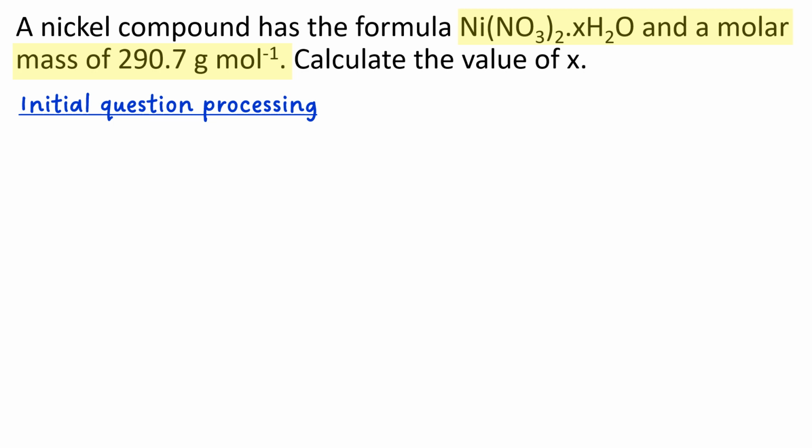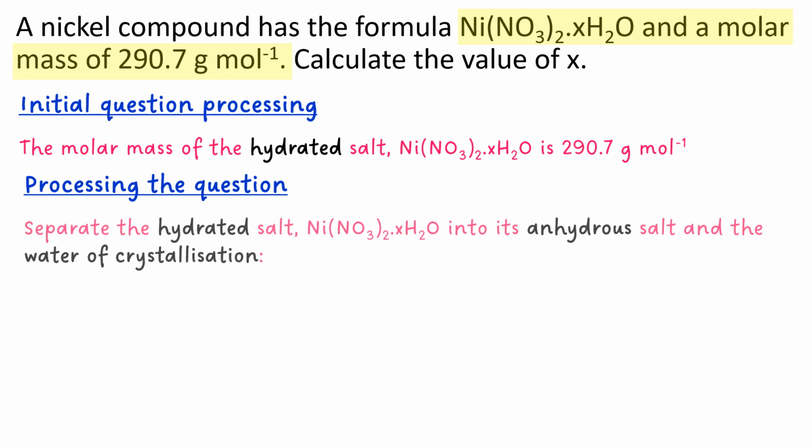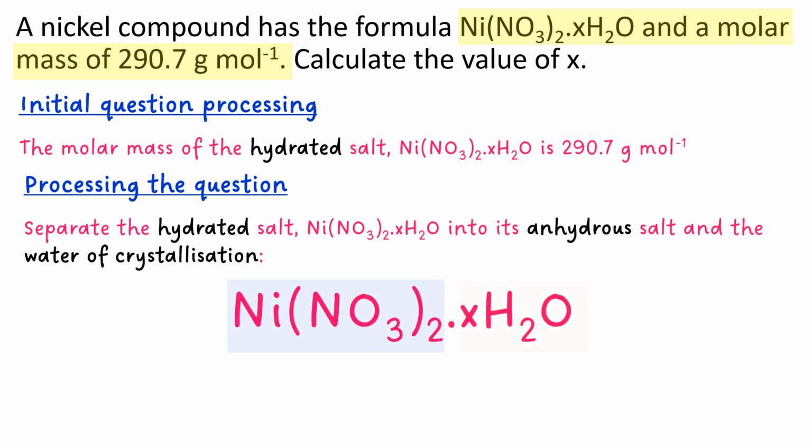It tells us that the nickel compound has a formula and a molar mass. That basically means the molar mass of the hydrated salt, which is the Ni(NO3)2.XH2O, the whole thing, is 290.7 grams per mole. So processing the rest of the question, you separate the hydrated salt into its anhydrous salt and the water of crystallization.